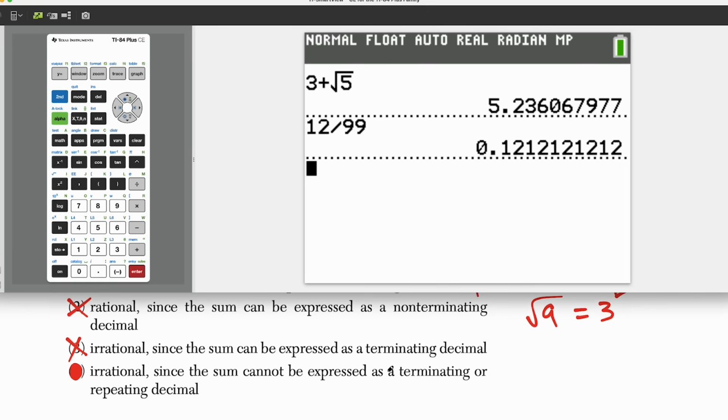It says, hey, the number here cannot be expressed as a terminating or repeating decimal. Okay, so infinite, just know, doesn't always mean that your number is irrational. If it's repeating infinitely, then it's a rational number, something like 12 over 99. But in this case here, choice 4 is our answer.